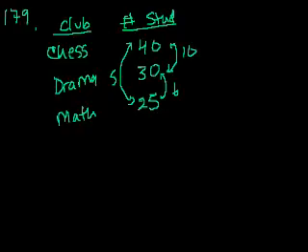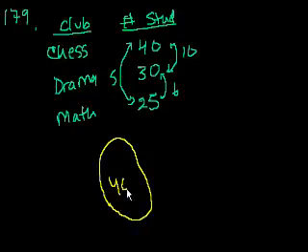So let's draw the chess students first. Do that in yellow. I'm not going to do circles, because I think I have to draw it a little bit differently, since there's no students in all 3 clubs. So let's say that this is the chess club. There's 40 people in that.